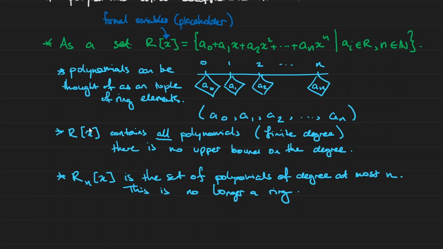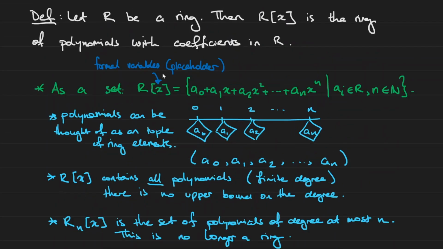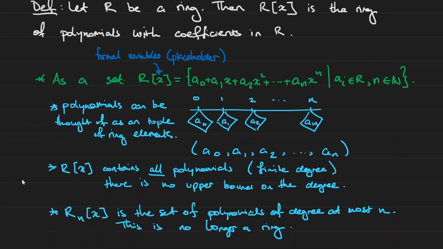Whereas the usual R of x is a ring, because no matter if you have two polynomials of really large degree, if you multiply them together, it's still inside of the set because the degree of that resulting polynomial is still finite. Okay, so this is the ring of polynomials, it's R of x.